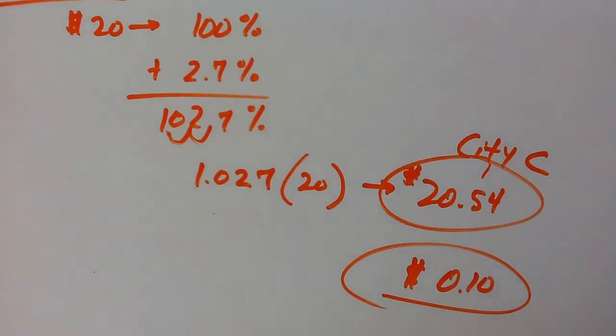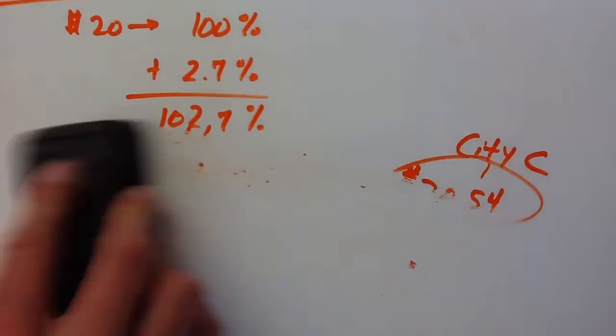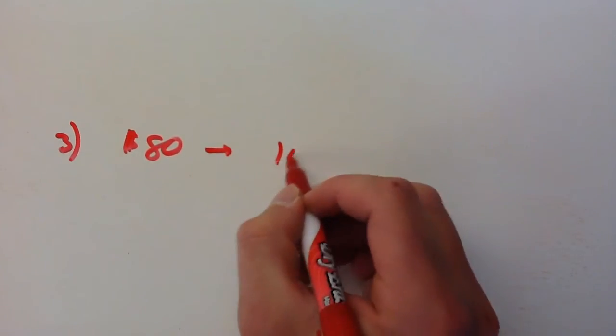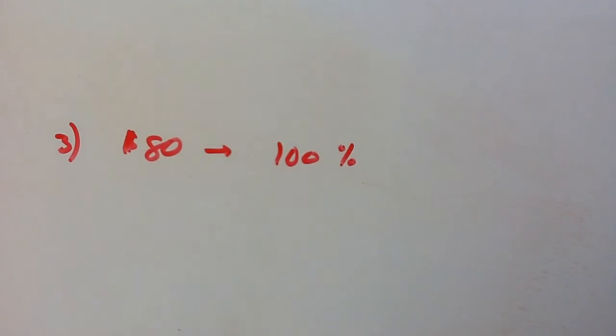Number 3 says the price of the graphing calculator is $80. The sales tax is 7%. What is the total cost of the calculator? Okay, so we want the total cost of the calculator. Well, if the calculator is $80, what percent would represent all of that cost, the whole cost? Well, that would be 100%, right? If you pay 100% of the price, you're paying all of it, which in this case is $80.